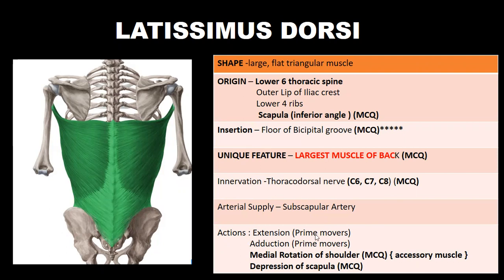Its actions are extension, which is a primary mover, adduction, which is also a primary mover, and medial rotation of the shoulder. In examination, usually the examiner asks for the medial rotator of the shoulder and the lateral rotator of the shoulder. The main medial rotator of the shoulder is latissimus dorsi, and depression of the shoulder or scapula is also done by latissimus dorsi. So just remember these two points: medial rotator and depression.